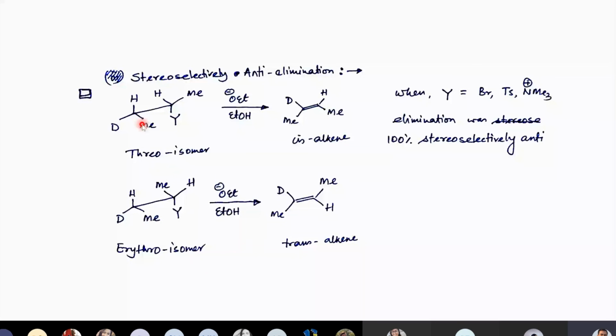So if it is the threo isomer, then your hydrogen and your Y would be anti-periplanar, and then you will get an alkene where these two methyl groups will be on the same side. So you get a cis alkene. And if it is your erythro isomer, the two methyl groups will be on the opposite side, and then you get a trans alkene. It has been observed that when Y is equal to these leaving groups, then these eliminations are 100% stereoselective. Means the threo isomer will give you cis alkene, and the erythro isomer will give you trans alkene. Okay. So it is 100% stereoselective.